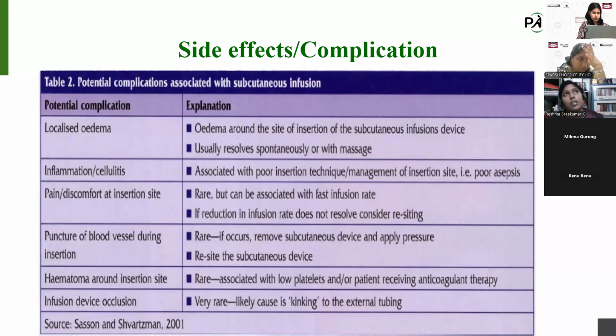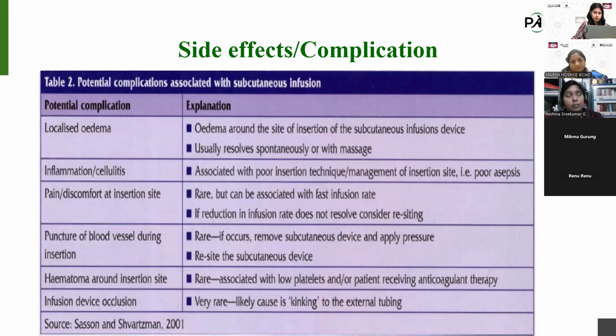Then next is about the inflammation or cellulitis. It is a potential complication of subcutaneous infusion. If we are not inserting in a proper way, mainly the inflammation and cellulitis is associated with poor insertion techniques and management of the insertion site. Throughout the procedure, we should maintain an aseptic technique, like intravenous IV line insertion. Like that we should maintain an aseptic technique throughout the procedure. Otherwise, it may cause inflammation and cellulitis formation on that area.